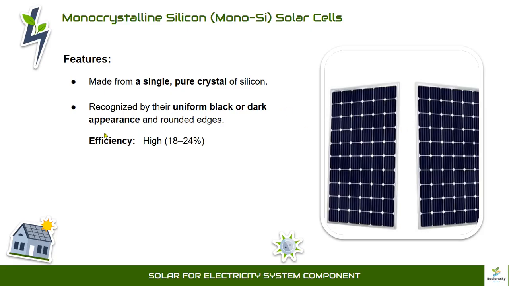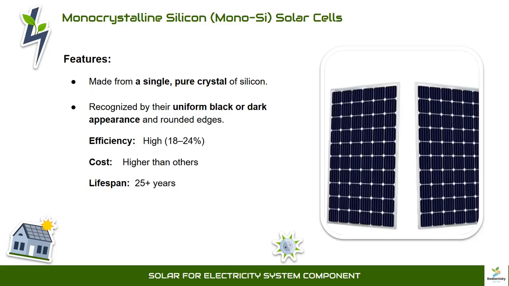What you should know about mono panels is that they are very efficient. They have up to 18 to 24% efficiency. They are also very expensive because they are efficient, more costly than most other types of panel. They also have a lifespan of 25 plus years. So if you buy a new mono panel, it's likely going to last up to 25 years.